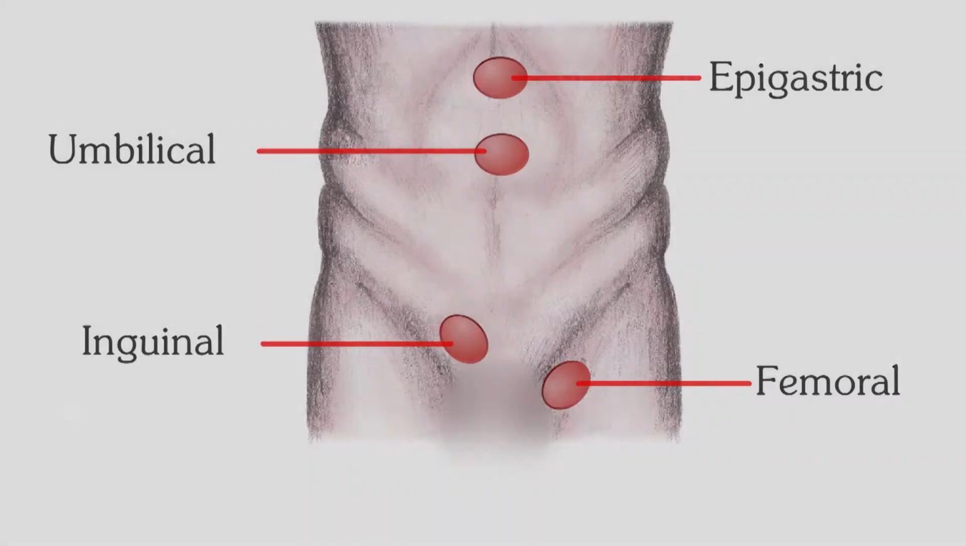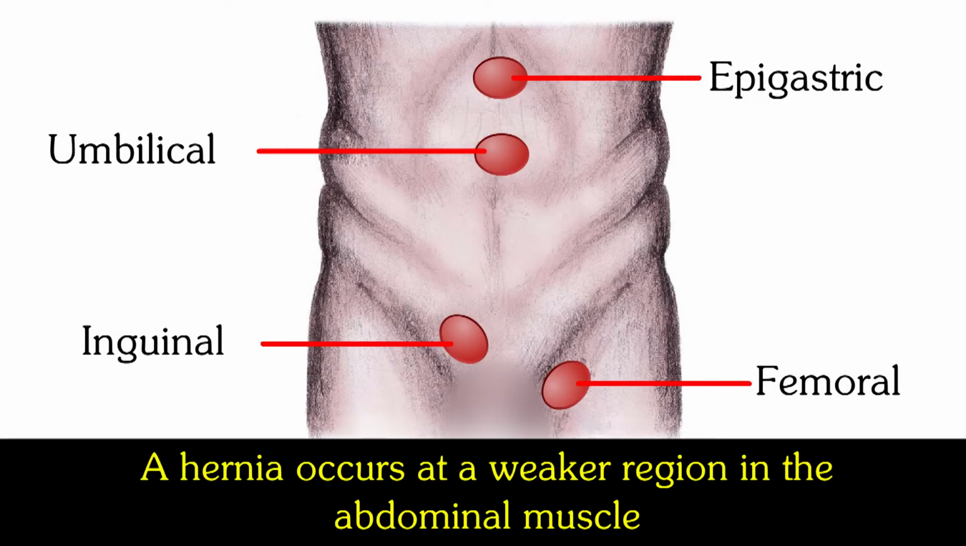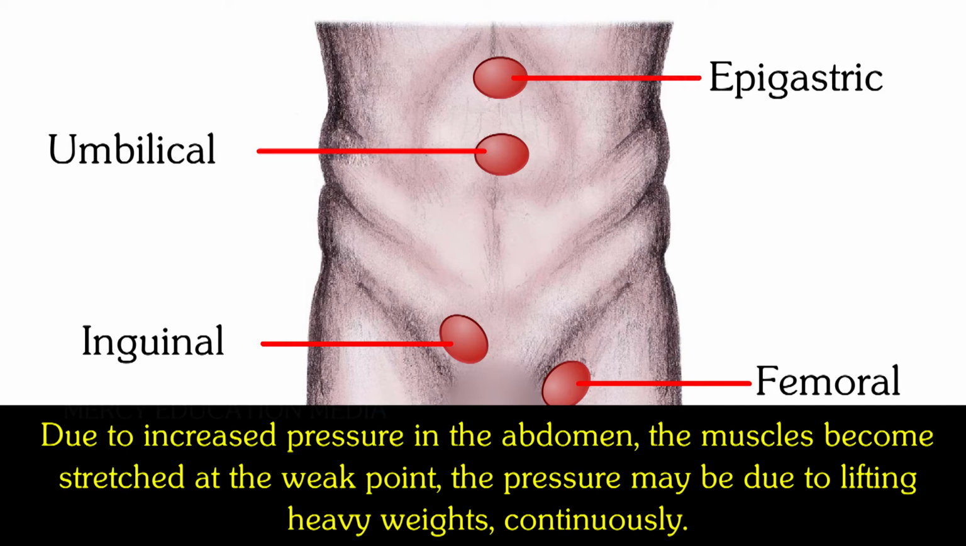What is hernia? Hernia is commonly called rupture. A hernia occurs at a weaker region in the abdominal muscle. Due to increased pressure in the abdomen, the muscles become stretched at the weak point. The pressure may be due to lifting heavy weights continuously.